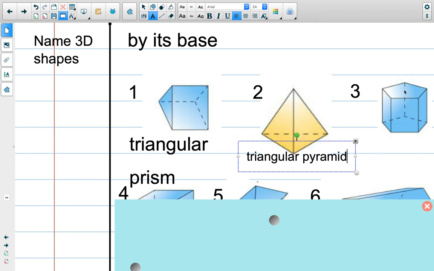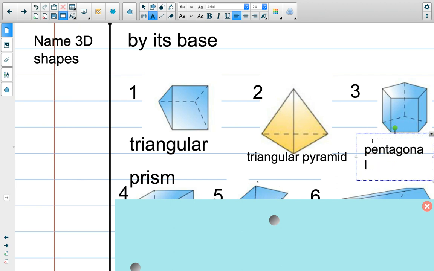This one has a pentagon for the top and bottom base and rectangles for the sides. So if the side faces are rectangles, we are talking about a prism. So this one would be a pentagonal, couldn't fit that in there all the way, prism.